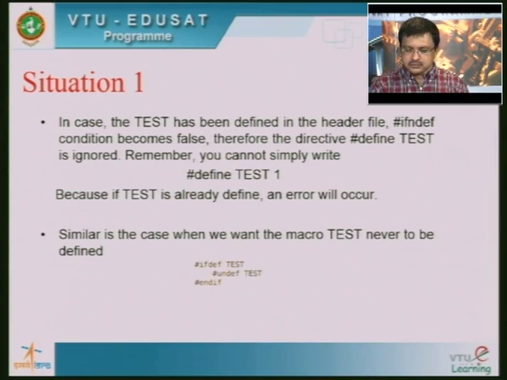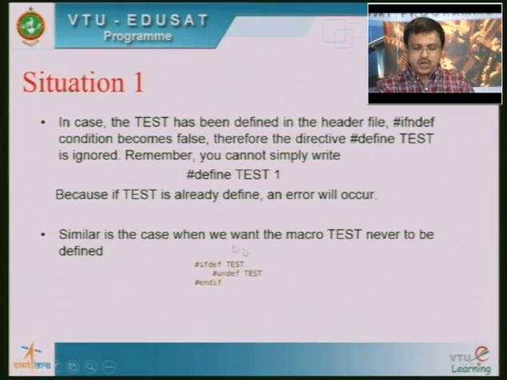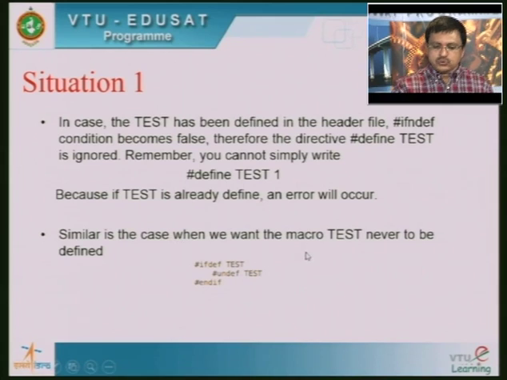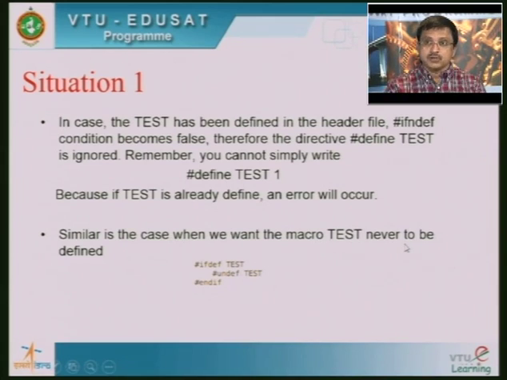If it is already defined, then the ifndef block is skipped. Similarly, in the case where we want the macro test never to be defined, I just check whether test is defined. If it is defined, I want to undefine it. This is how we do it. ifdef is exactly the reverse of ifndef. ifndef checks whether it is not defined, while this will check if it is defined. ifdef test, then I just say undef test. Undef means remove the definition. So, from now onwards, for the preprocessor, test is not defined.